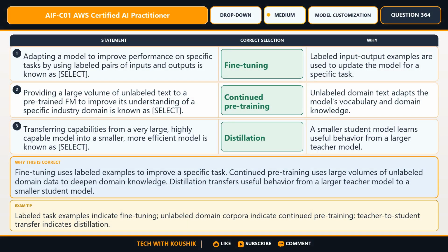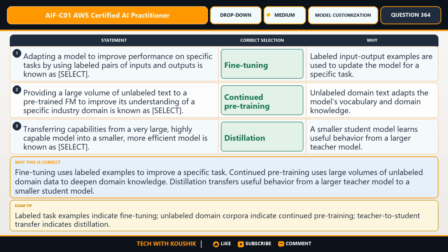Question type, drop-down. The correct answer is 1. Fine-tuning. 2. Continued pre-training. 3. Distillation. Here is why this answer is correct. Fine-tuning uses labeled examples to improve a specific task. Continued pre-training uses large volumes of unlabeled domain data to deepen domain knowledge. Distillation transfers useful behavior from a larger teacher model to a smaller student model.